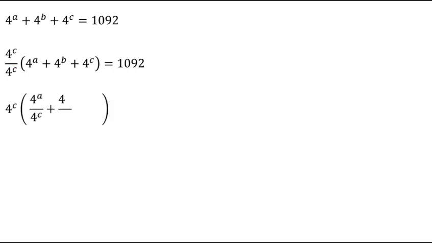The equation is 4^a + 4^b + 4^c = 1092. Now multiply and divide the left hand side by 4^c. Now take this 4^c into the bracket and multiply to each number in the bracket. We get our equation like this. Now this 4^c gets cancelled out with 4^c and becomes 1.